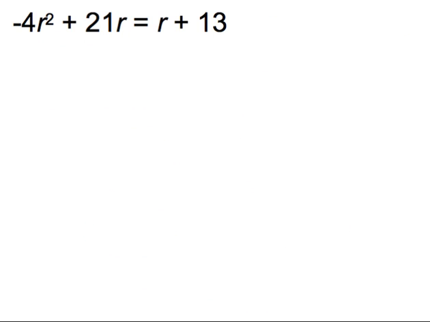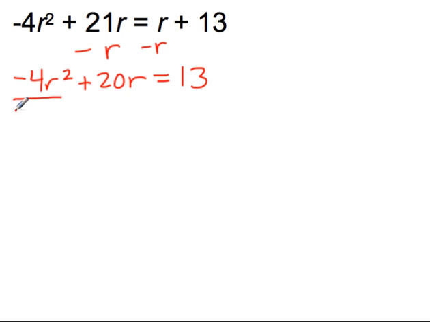Another example. Again, we need to get the variables on one side, so I'm going to subtract r, and I'm going to end up with negative 4r squared plus 20r equals 13. Now I did not leave a space yet because I need to have a 1 in front of the r squared. So I'm going to divide everything by negative 4. Remember, when you divide one thing by negative 4 in an equation, you have to divide everything.